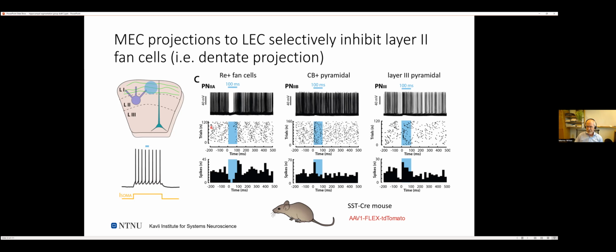You see it here, this is the raster plot. Each line is a single cell. All cells are happily firing because we depolarize them. We turn on the light, they silence almost to like no response whatsoever. We turn the light off and whoop, they come on. In layer 2B cells, the calbindin pyramidal cells, or in layer 3 pyramidal cells, nothing happens, or if anything happens, they are actually excited. So they start to fire more.